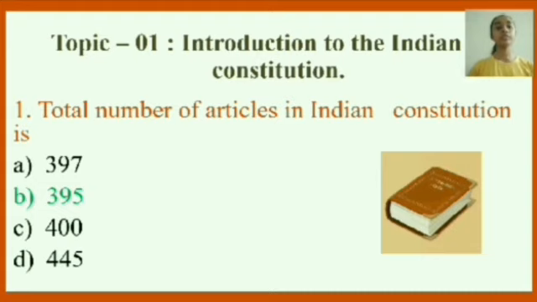Our first topic is Introduction to the Indian Constitution. In this topic, we are going to discuss 5 questions. The first question is: total number of articles in the Indian Constitution is option A 397, option B 395, option C 400, option D 445, and the correct option is option B 395.